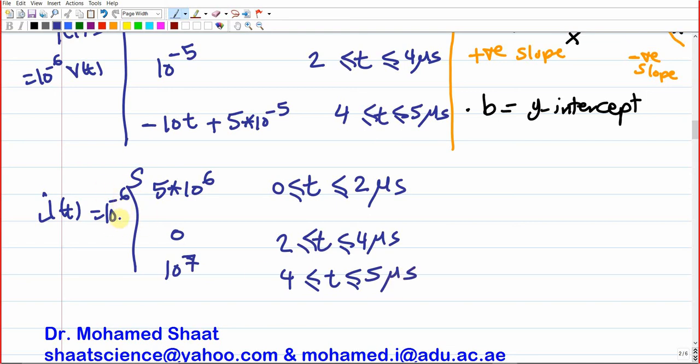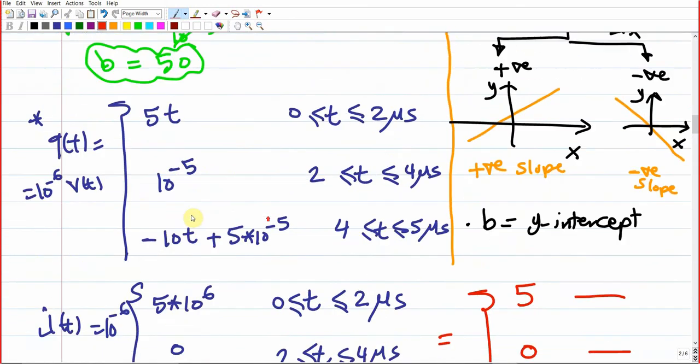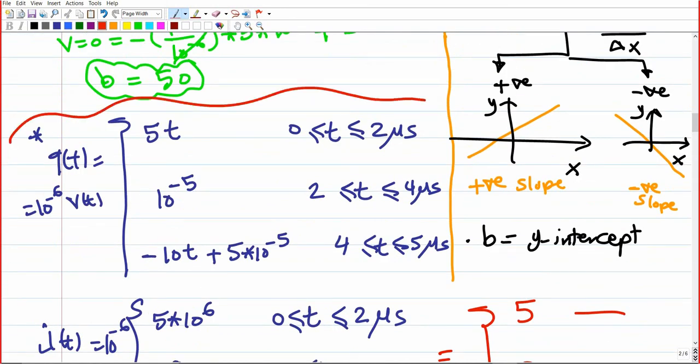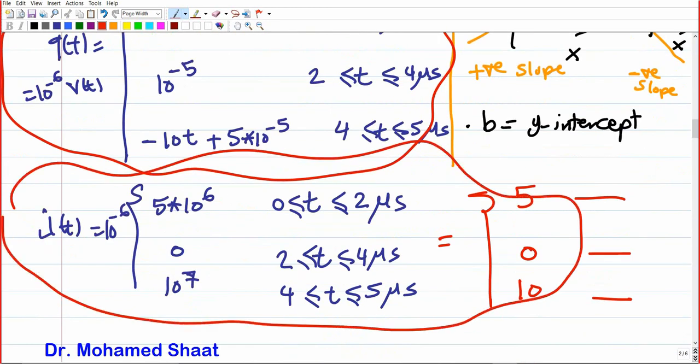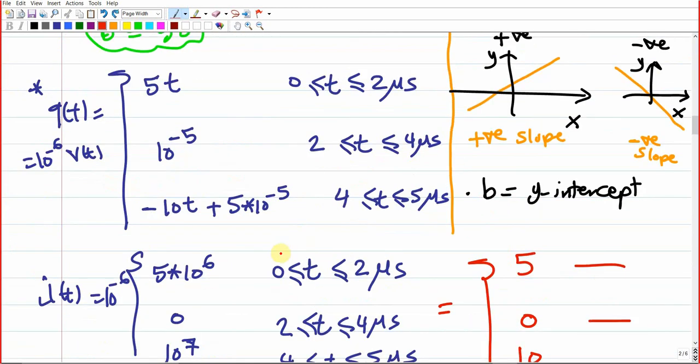If you multiply 10 negative 6 times the three numbers, this is going to give us how much? The first term will be just 5. The second term will still be 0, since you multiply it times 0. The third term will be 10 over the three periods. Make sense? So we got an equation for the charge. This is the equation of the charge, and this is the equation of the current. Your objective is just to draw these two equations, and that's going to be it for this problem.